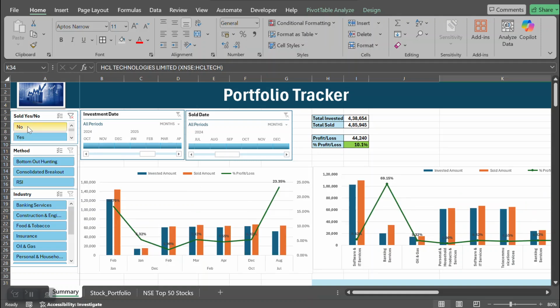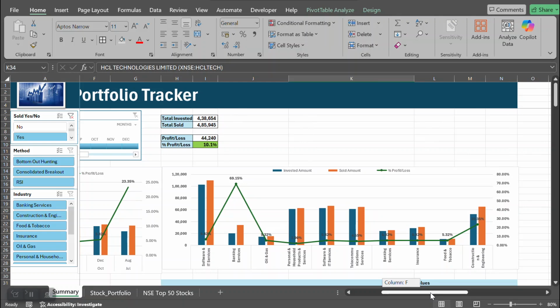Similarly, if I just remove the date filter from here, you would see all the shares I have sold and the profit I have made. So this says sold, yes, no. I have sold all the shares, and you can see the shares I bought in January and sold in February. Similarly, the shares I bought in December and sold in January and February. Similarly, February and sold again in March and April. The invested amount, the sold amount, and the profit or loss I have made on this share.